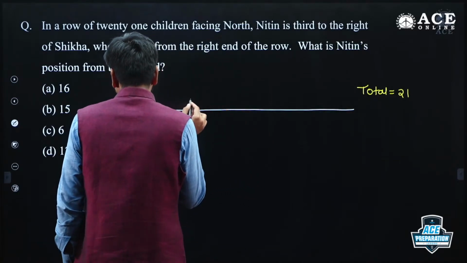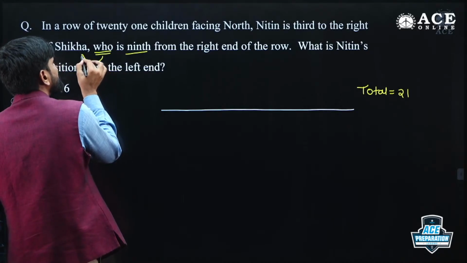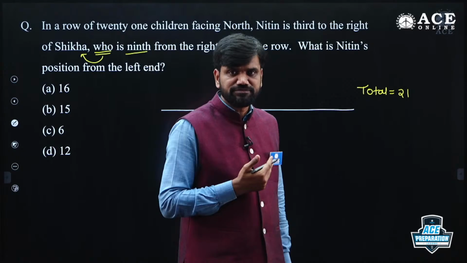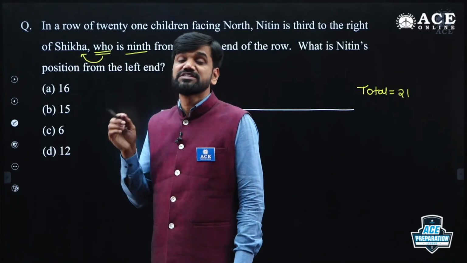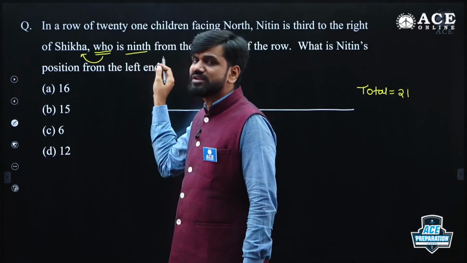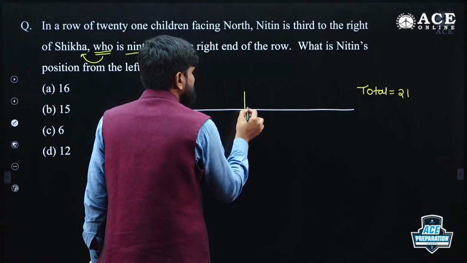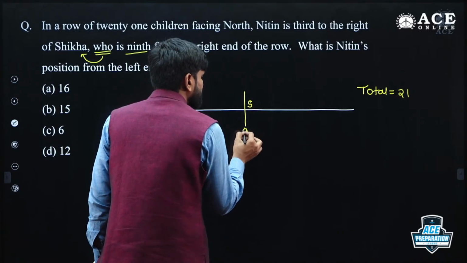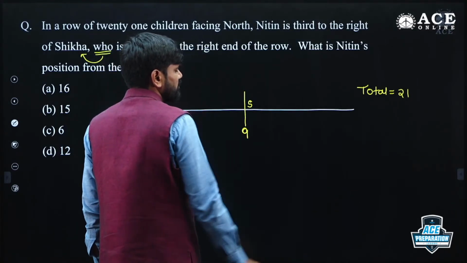Please remember, whenever you come across who or which, that WH always refers to the immediately preceding person. So, what is the immediately preceding person for who? Shikha. That Shikha is ninth from the right end. So, I am placing Shikha here, ninth from the right end of the row.